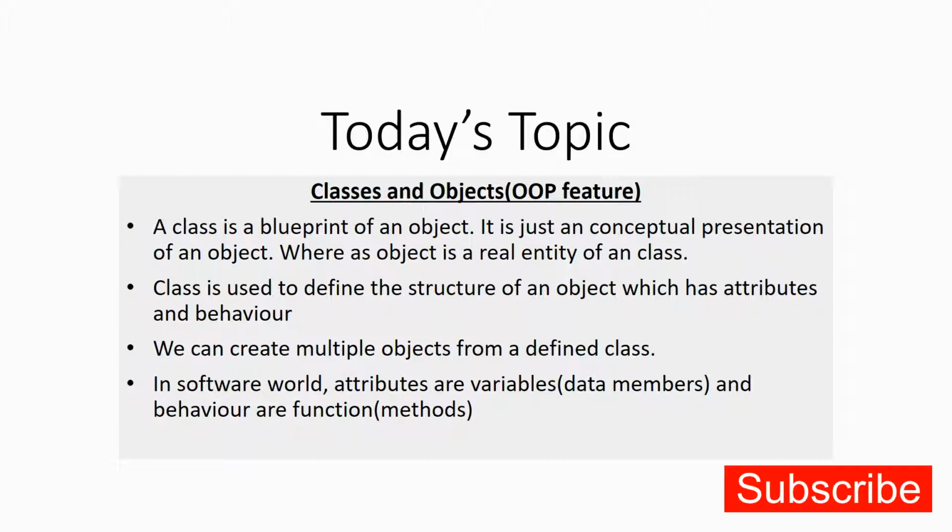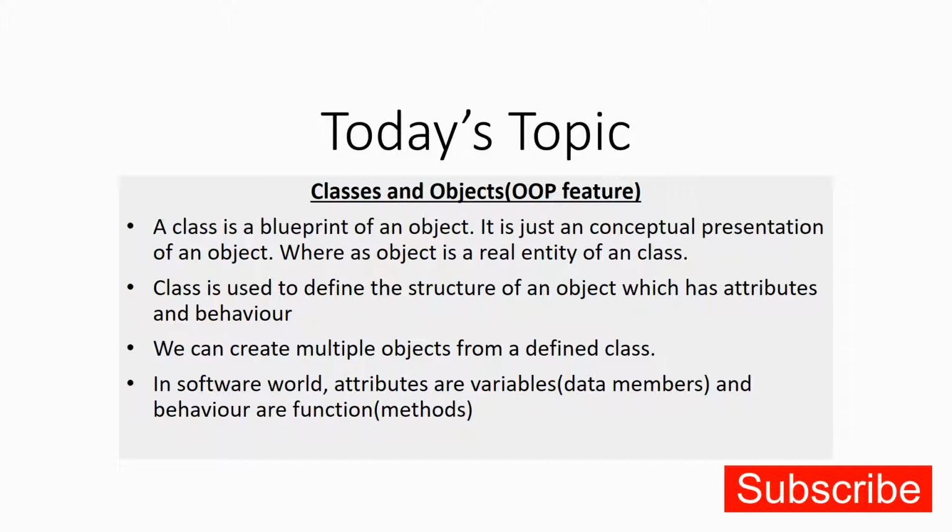Second, a class is used to define the structure of an object, how the object is going to be like. That structure we define under a class, and that structure has certain attributes and behavior. Attributes, in the programming world, will be variables that belong to that particular object. Once we create an object, every object will have its own set of variables. Normally we call them data members.